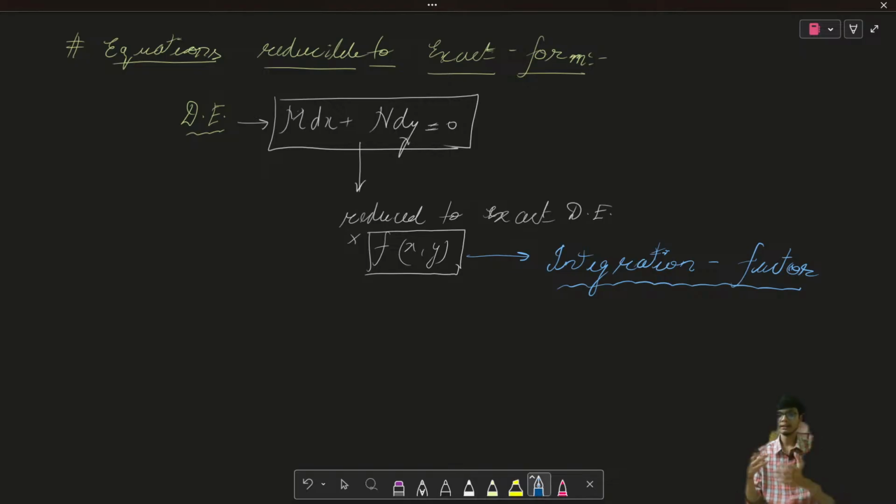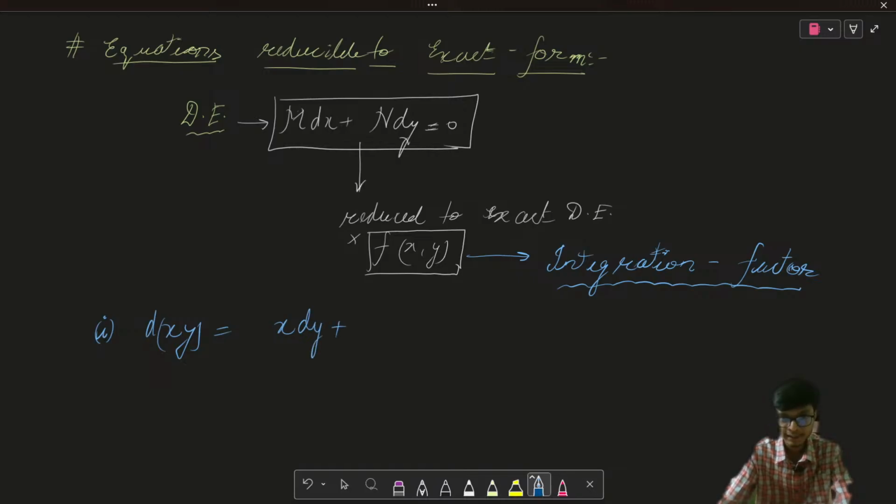But how will I know which particular function I should multiply in order to get to the exact differential form? This actually comes from multiple practice, and for that one needs suitable practice on differential equations. However, there are certain identities that can help you inspect and find out how to reduce the equation to an exact differential form, right? So there are certain identities that you may try to remember. Okay, so I'm writing the following identities over here.